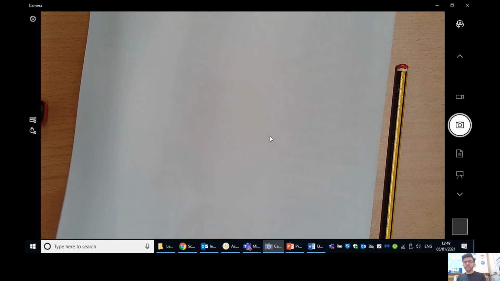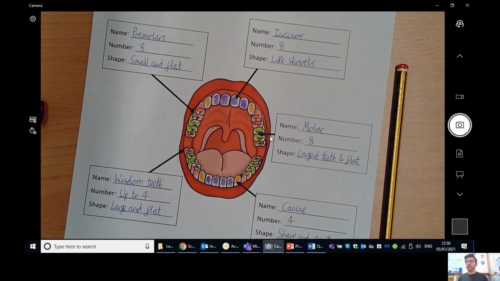Really well done. And then all the way to the back, those teeth that you only get when you're very old and clever. Hopefully, again, that's a bit of a hint that we have up to 4 of in the back of our mouths. 3, 2, 1. Wisdom teeth. Excellent.